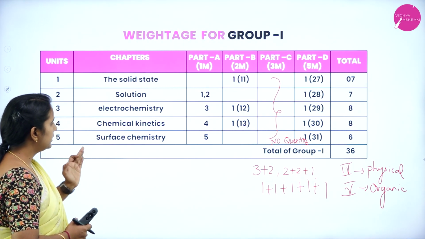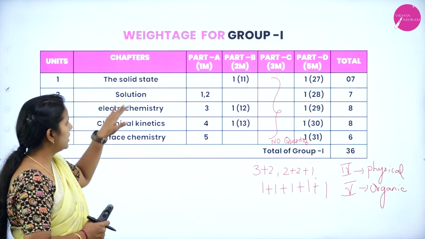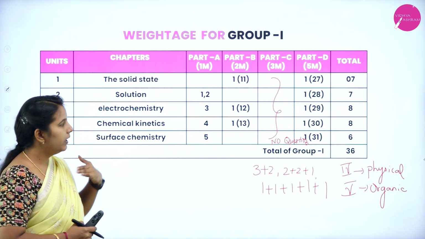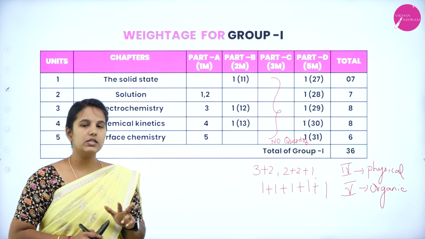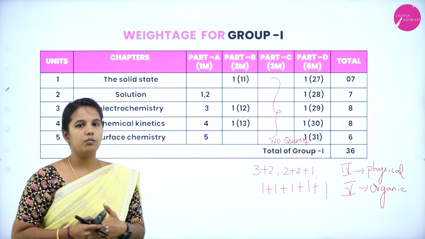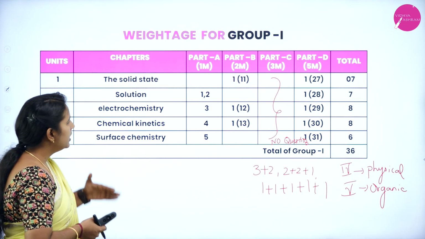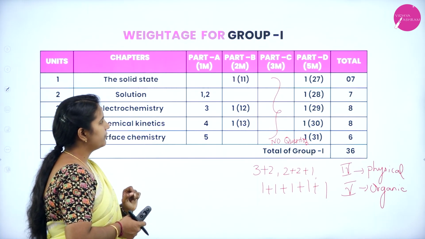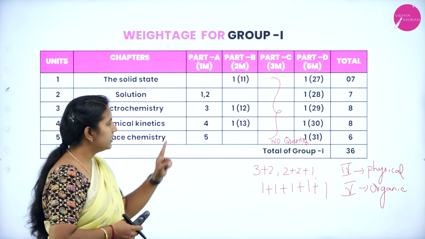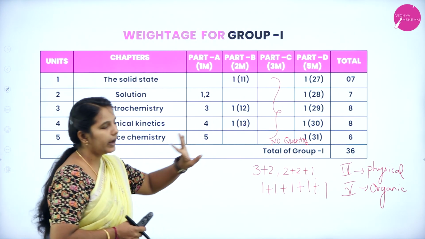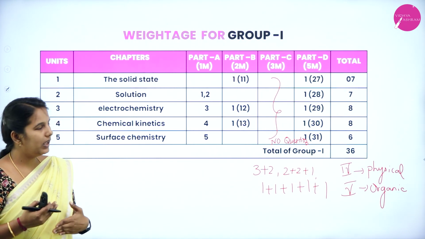Coming to Unit 3, that is electrochemistry, you are going to study more about the solutions in Unit 2. Okay, and coming to electrochemistry, you are going to study two things. One is about conductance, another is about the types of cells which are used to conduct electricity. Okay, so we can expect a 1 mark question from this unit, and a 2 mark question and a 5 mark question also. Total weightage will be 8. The question numbers are 3, 12 and 29. These are the question numbers that you should know while writing the exams.